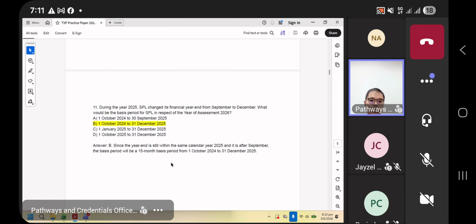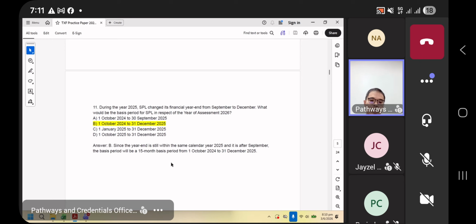Okay, during the year 2025, SPL changed its financial year end from September to December. What would be the basis period for SPL in respect of the year of assessment 2026?